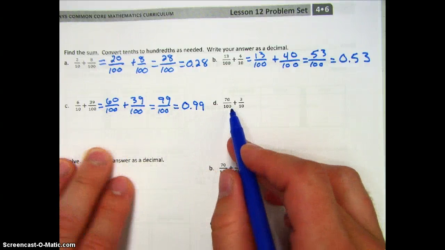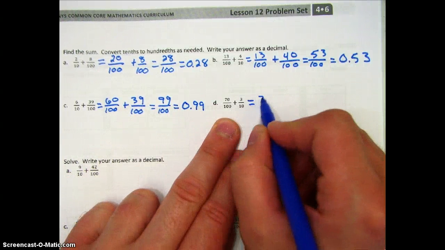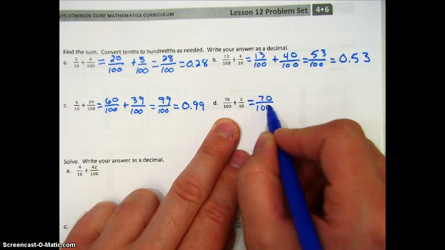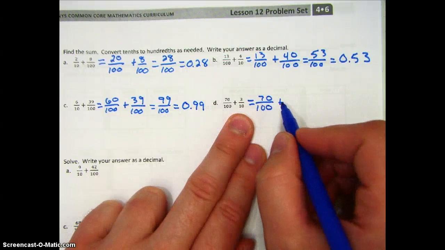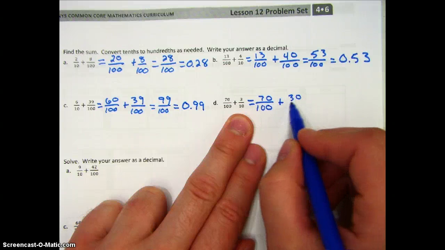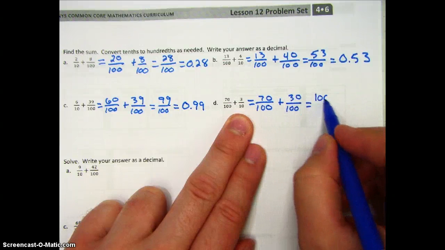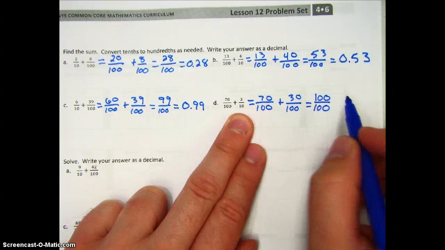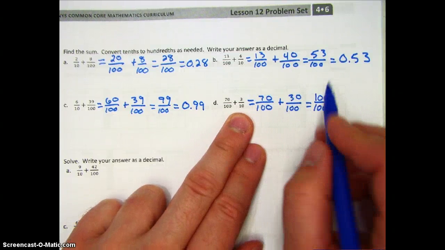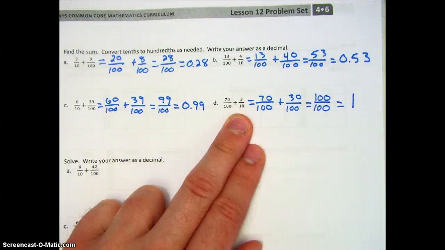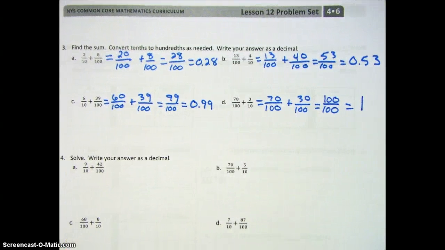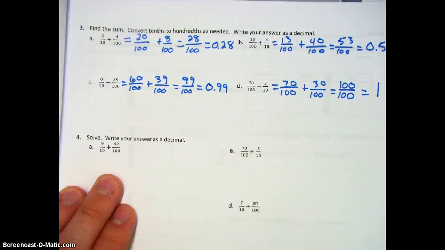Moving on to letter D, we have 70 hundredths, plus 3/10, which becomes 30 hundredths. 70 plus 30 is 100. So we have 100 hundredths, which you know equals 1. Okay, next we're going to solve, and we're going to write our answer as a decimal.